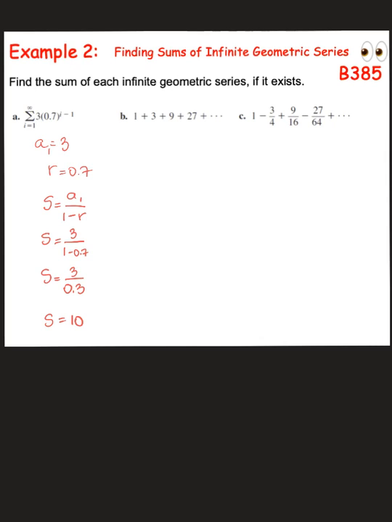Now let's look at our second sequence or series. In the second series, our first term is going to be 1, and then the common ratio is going to be 1 times 3, 3 times 3, so the common ratio is going to be 3. So it clearly shows that the common ratio is not between -1 and 1. Therefore, this particular series has no sum.